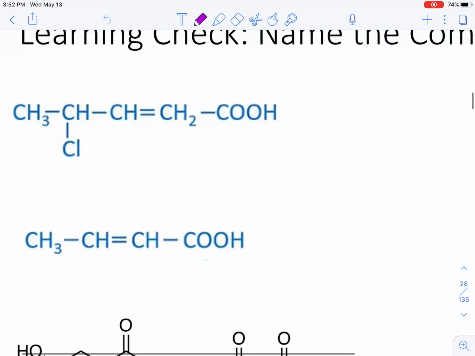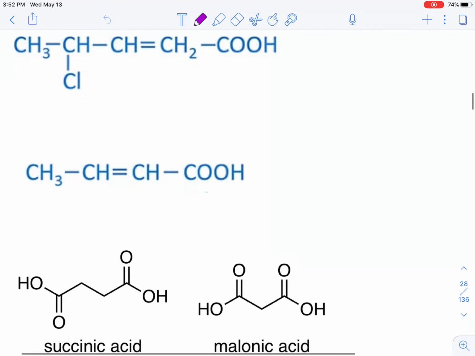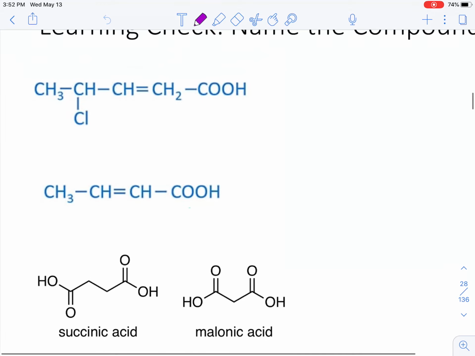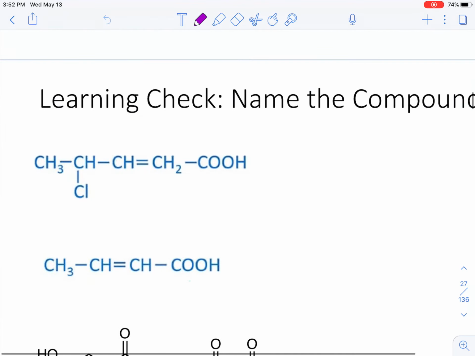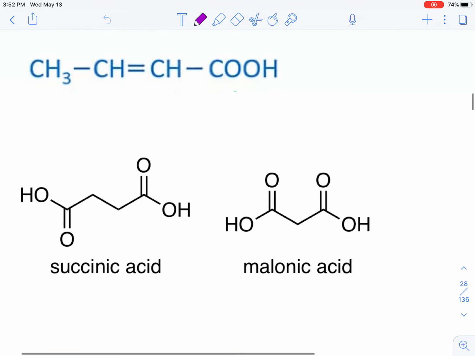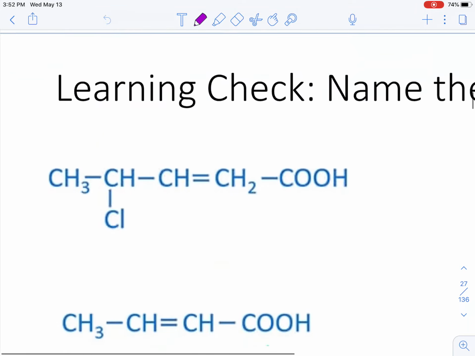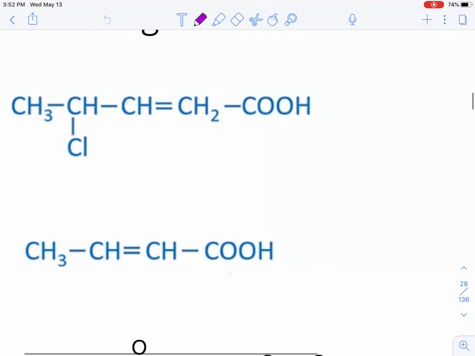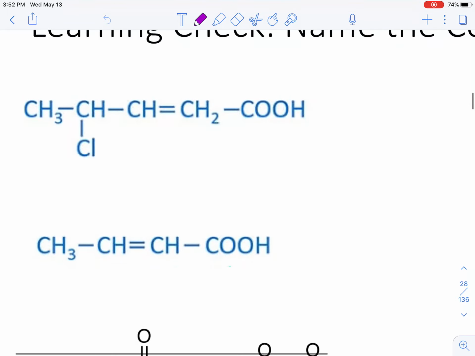All right. So for this last slide for naming carboxylic acids, we're going to take a look at how we're going to name carboxylic acids with a double bond, and organic compounds that have more than one carboxylic acid. All right, so let's go ahead and take a look at this structure on the top.